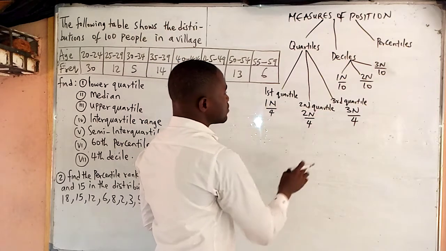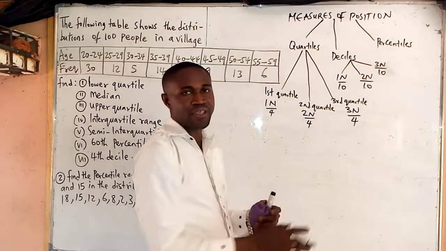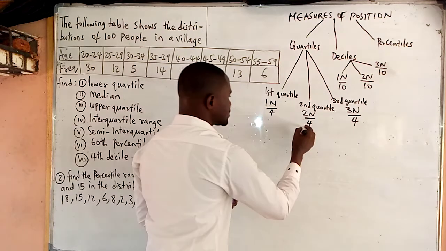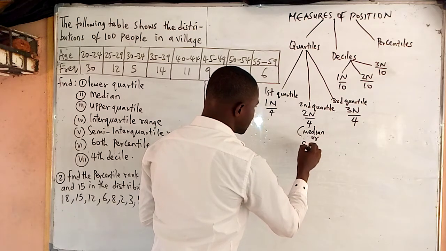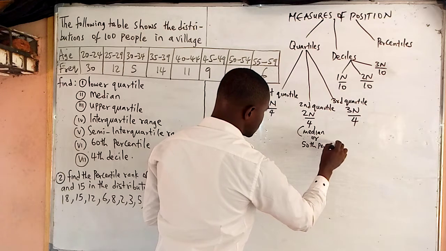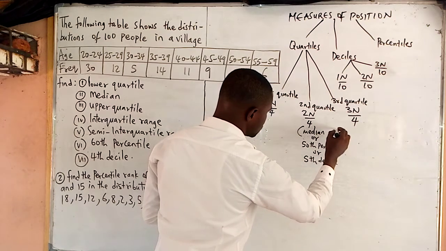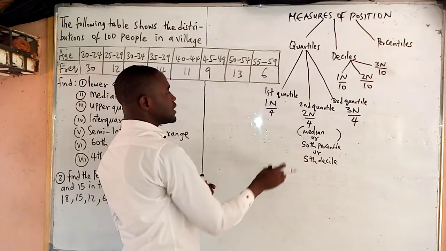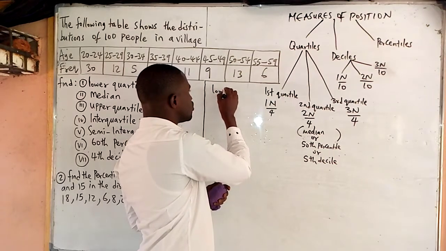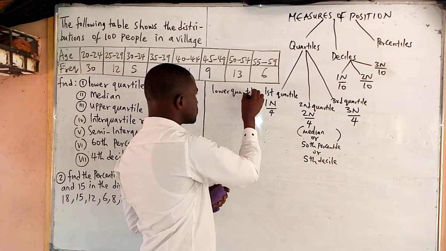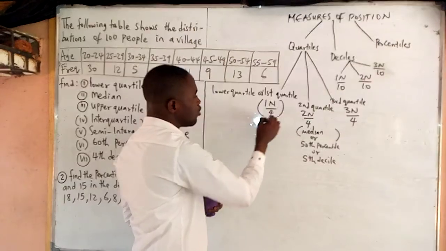Now know that this second quartile can be called the median. This second quartile again can be called the 50th percentile. So this can also be median or 50th percentile or 5th decile. So note it. They mean the same thing. Now, first quartile is called the lower quartile. Another name for first quartile is lower quartile. So, first quartile or lower quartile, that is 1n over 4.